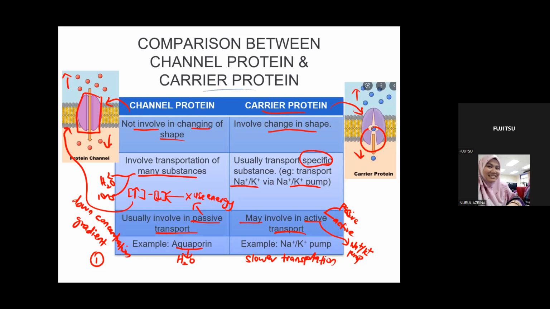Kenapa transportation using carrier protein is a little bit slower? Sebab transportation use carrier protein perlukan the protein to change its shape. Protein tu nak kena ubah bentuk daripada satu bentuk kepada bentuk yang lain. So lambat kan? But for channel protein, it does not involve changing of shape. So transportation dia lebih faster. Alright. So that is the comparison between channel protein and carrier protein. So tolong salin dan tolong hafal.